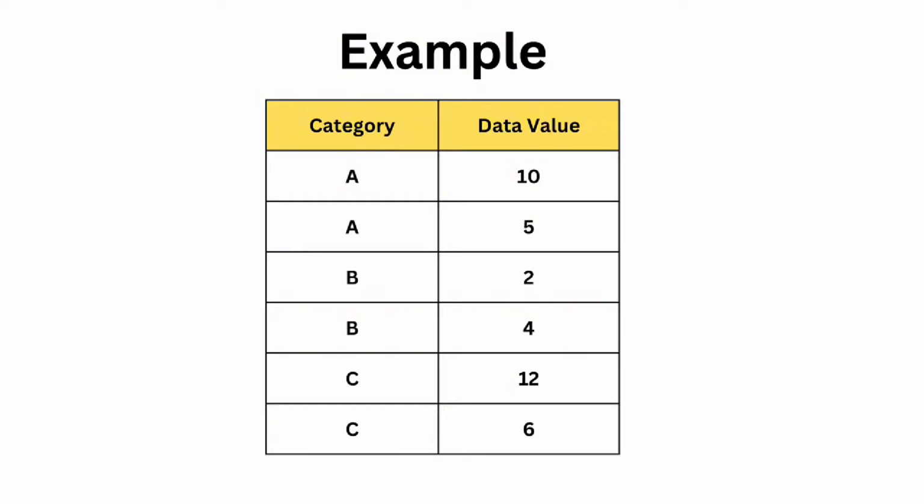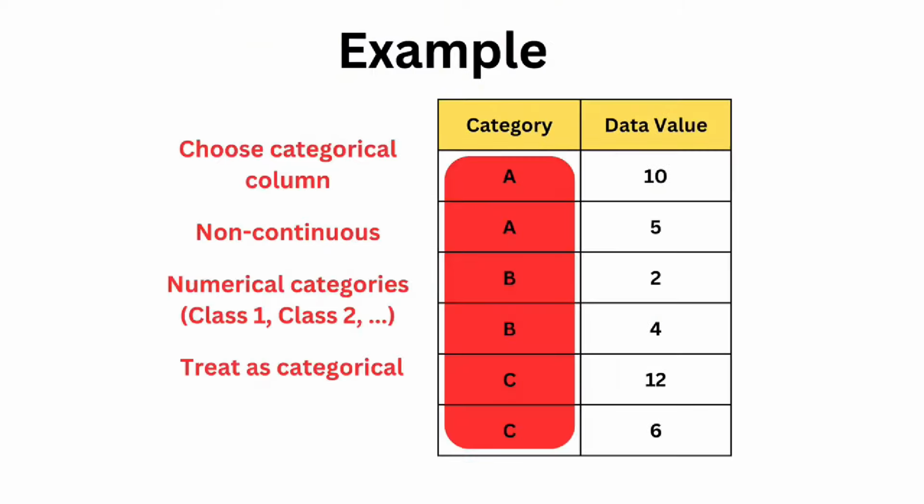So when we're actually performing a group by, there's a couple of key things to consider. The first is this category column. We need to choose a categorical column to perform the group by on. That is to say, categorical columns are non-continuous, or at least we're treating them as non-continuous for the sake of the group by. Now, something to keep in mind is these can actually still be numerical, such as cabin class categories on a ship, class 1, 2, 3, and so on.